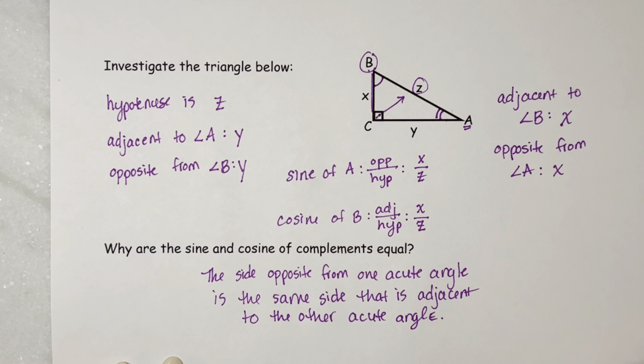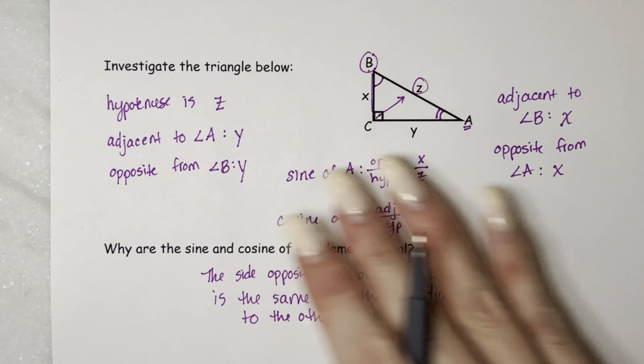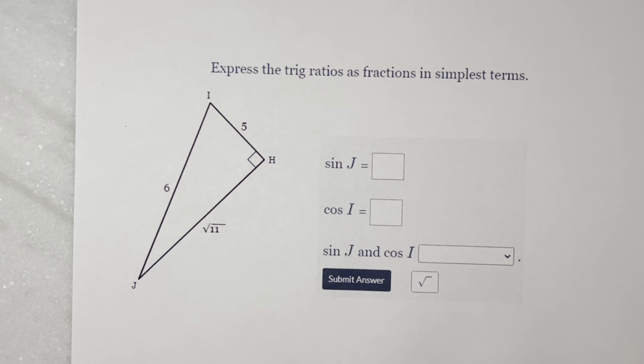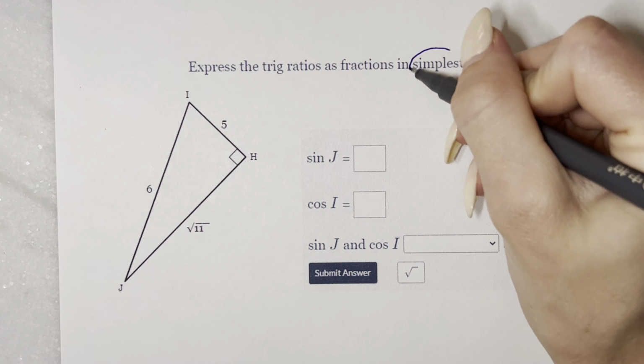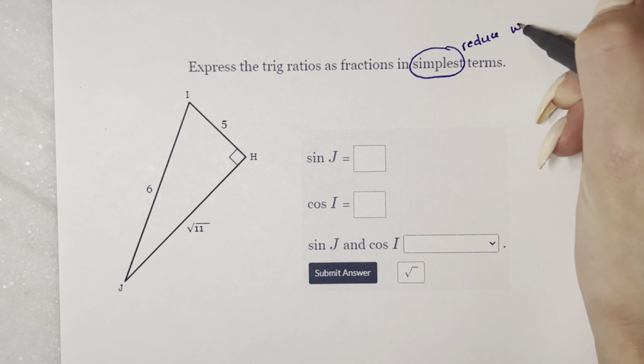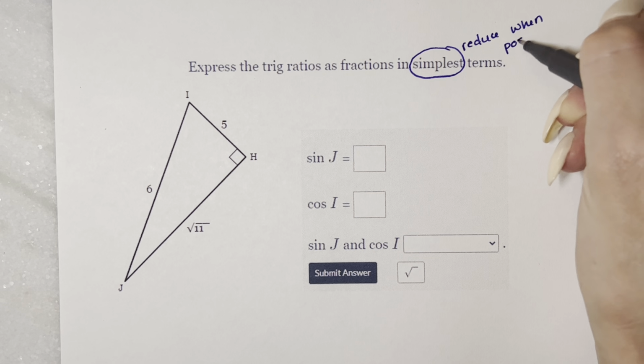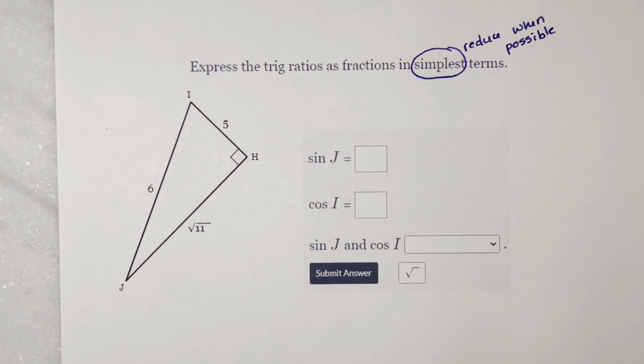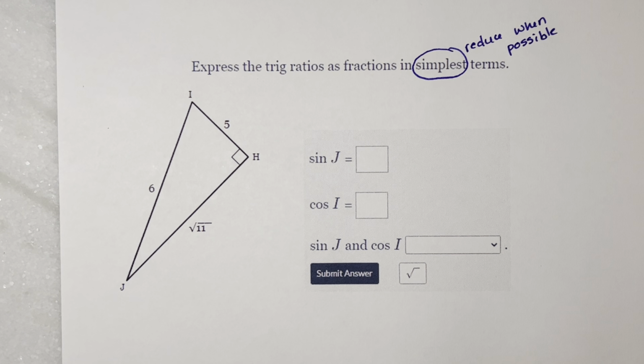Okay, so let's see how we're going to apply this to some problems. In this first one, they're just asking us something pretty basic, which is to express the trig ratios as fractions in the simplest form. When they say simplest form or simplest terms, it does mean we need to reduce when necessary or when possible. So that's what simplest means.